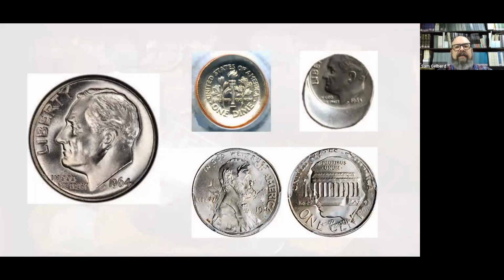Now, if you look right here, these are genuine error coins on the right-hand side of the screen, as issued from the factory. They don't like to let them out like that, but sometimes it happens.